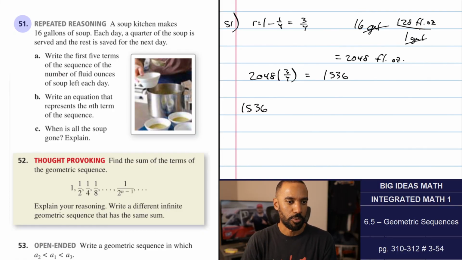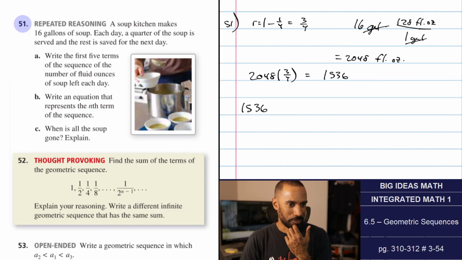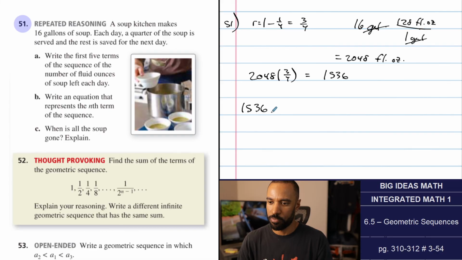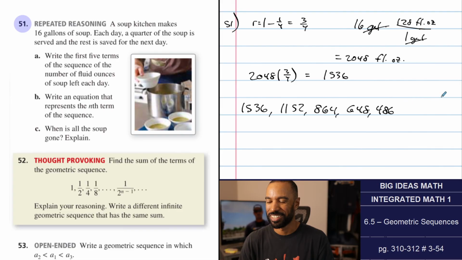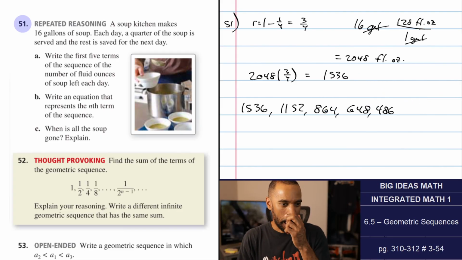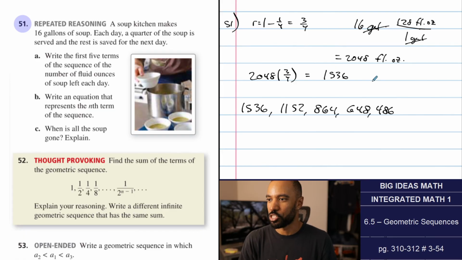I would just do times 0.75 each time. Sorry, I'm doing this on my calculator here. I'm going to use decimal answers if they get it. So far, none of them are decimals. So 1536, 1152, 864, 648, 486. That's cool. I don't know if they realize that those numbers do that. That's really cool. Write an equation that represents the nth term of the sequence.